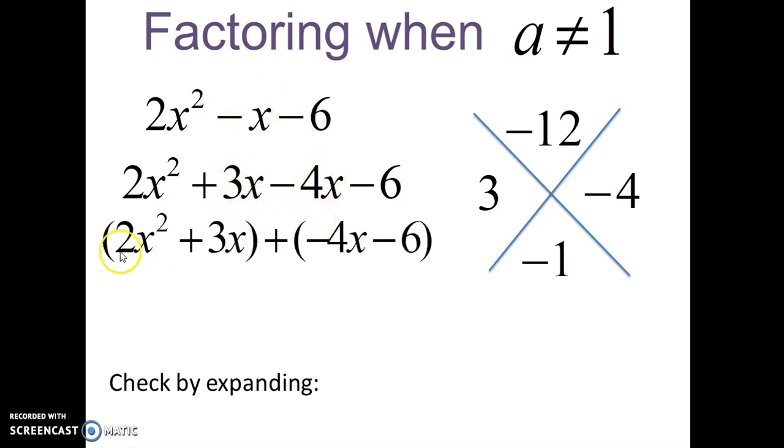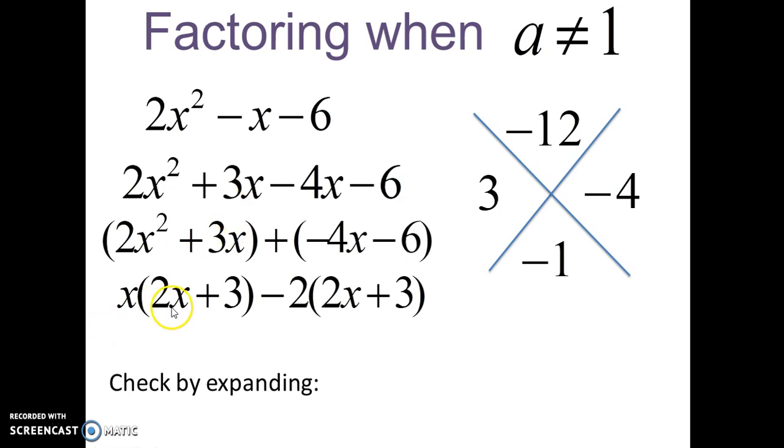Group it. Parentheses around that, parentheses around that. All right, so that last bit with the negative sign, plus sign. Factor something out. X comes out. Factor something out. Negative 2 comes out. All right, always pull out a negative. And then here, see, 2x plus 3, 2x plus 3. So 2x plus 3 and then x minus 2. Check by expanding, multiply back, see if you get back to this.